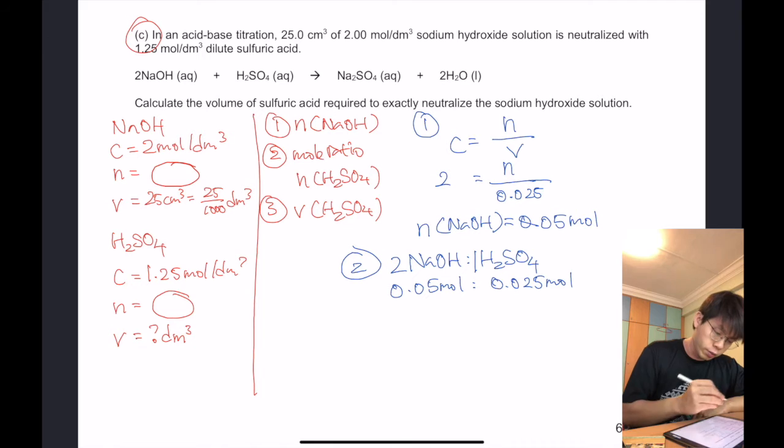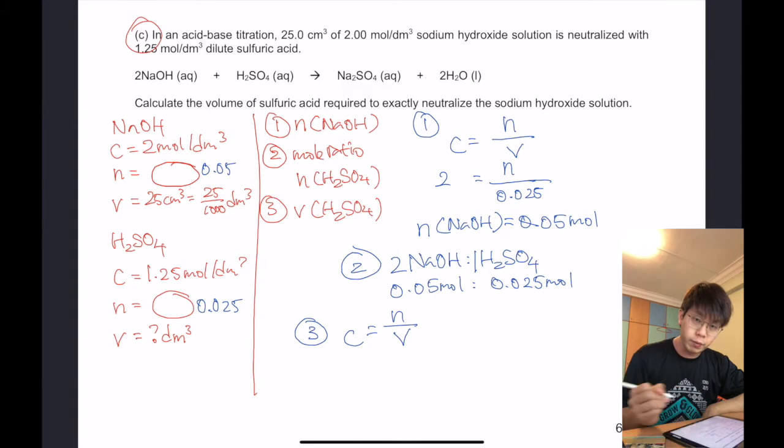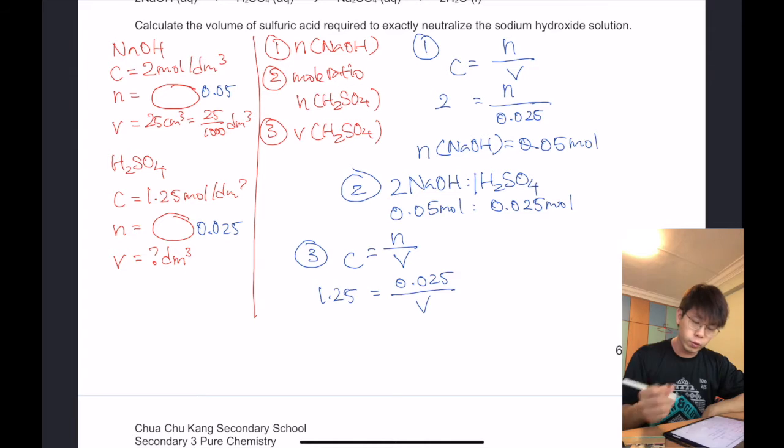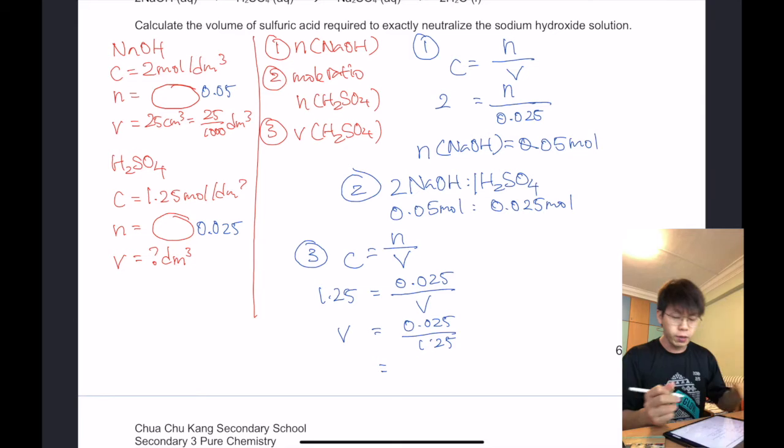Okay, so I already got my information here, so let me just fill it up so that I am clear what I have. So now step 3, I can safely find the volume of sulfuric acid. Why? Because concentration equals the number of moles divided by volume. And I know the concentration of sulfuric acid is 1.25 moles per dm³. The number of moles of sulfuric acid is 0.025, given by the previous step. And the volume is what I want to find. So what do I do? I multiply by volume on both sides. So I get volume equals 0.025 divided by 1.25. And what do I get over here?